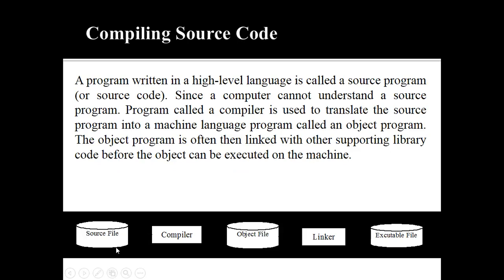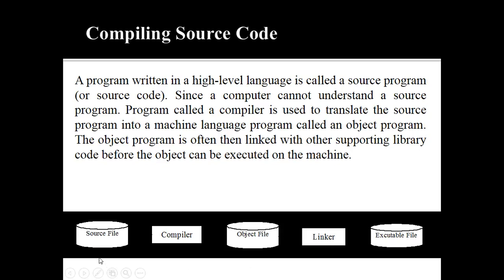First we will have a look at this diagram. We have a source file, then a compiler that compiles it and makes an object file, which we link, and then we have an executable file that executes a specific task for a specific function.